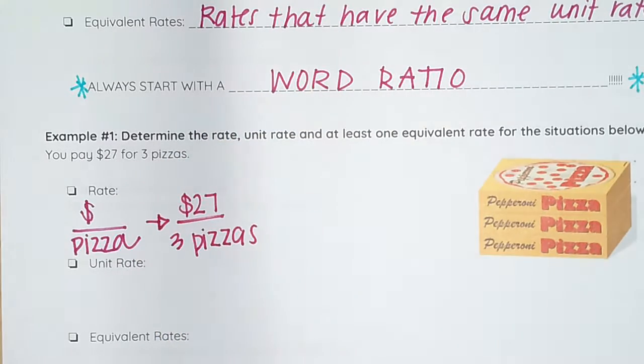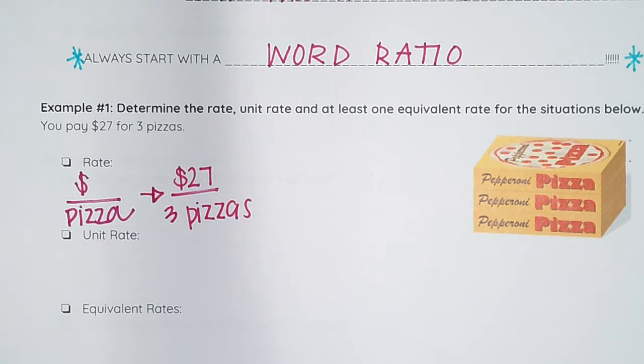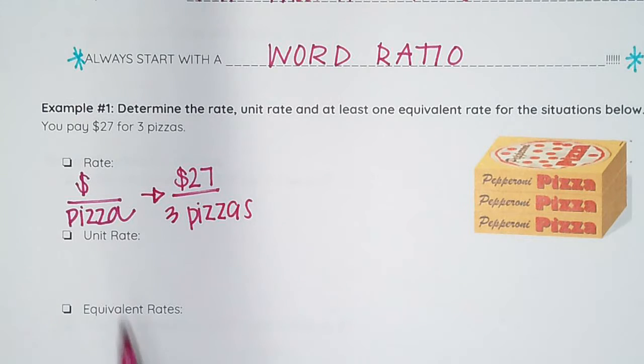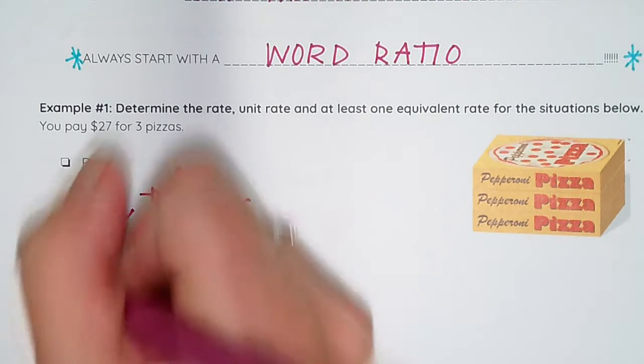Now, if you walked into a pizza place and they said $27 for 3 pizzas, but you want 4 pizzas, this isn't very helpful, which is why, although sometimes they might have deals that say something like this, in general, you need the unit rate. Now, we get the unit rate.